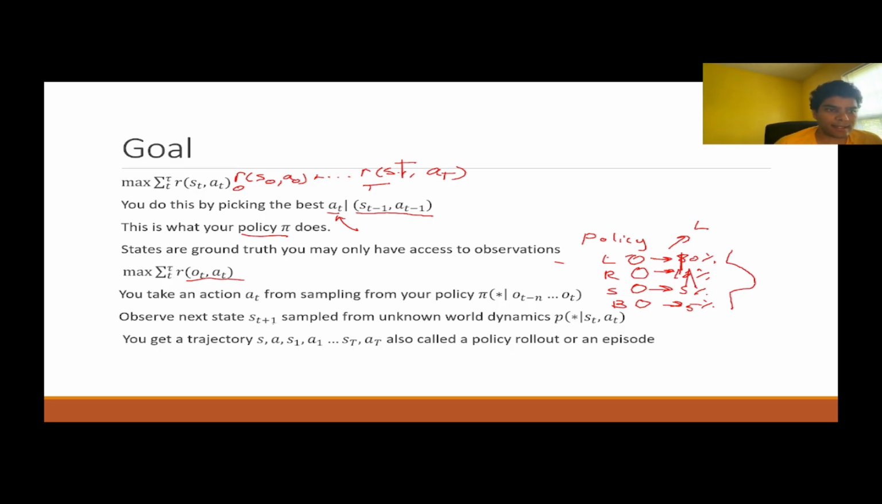And so you observe the next state, and you usually do this by modeling the world dynamics and sampling from the world dynamics. Again, it's kind of tricky, but you essentially say, given the current state and the current action, what does the next state look like? And so you get this trajectory, with state and action, and the next state and action, all the way up to the end. You call this trajectory, and executing it, a policy rollout or an episode. So that's what that is.